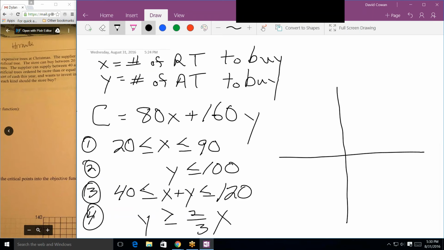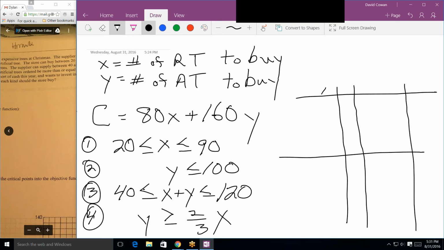Well, let's start. X has to be between 20 and 90. Well, X is equal to 20 there. X is equal to 90 here. So it has to be somewhere between those two lines. Okay, Y has to be less than 100. There's 100. There's 20. There's 90. So now I know it has to be somewhere in between that rectangle. Has to be in this area here.